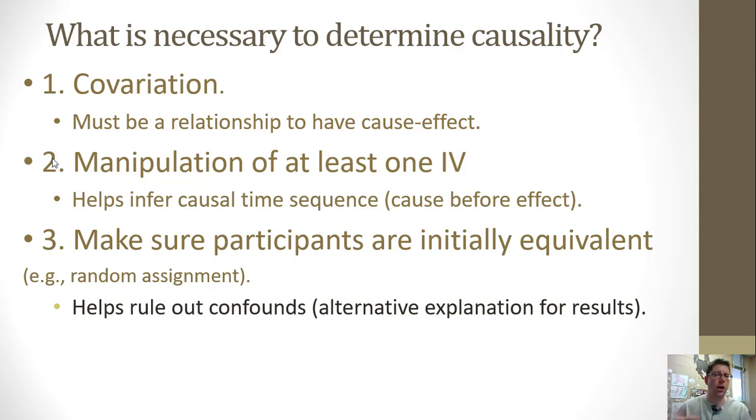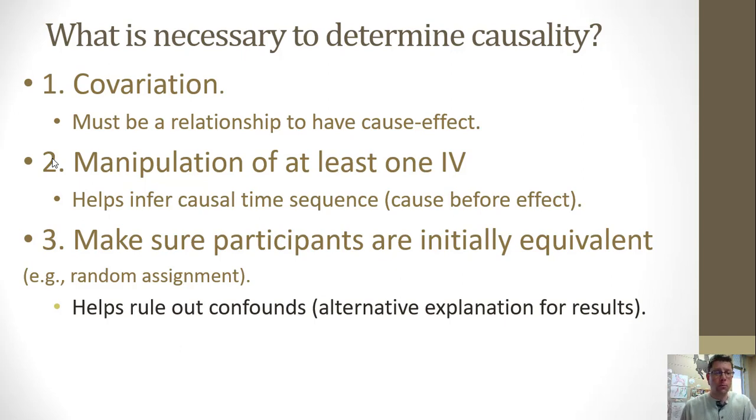A confound is just another explanation for what happened to your dependent variable. In other words, if you have a confound, you don't know, did my results occur because of my independent variable, or was it this other thing that could have led to my results? So we do our best to get rid of those confounds, because if we have confounds, we can't say that it was the independent variable that caused the changes in the dependent variable.